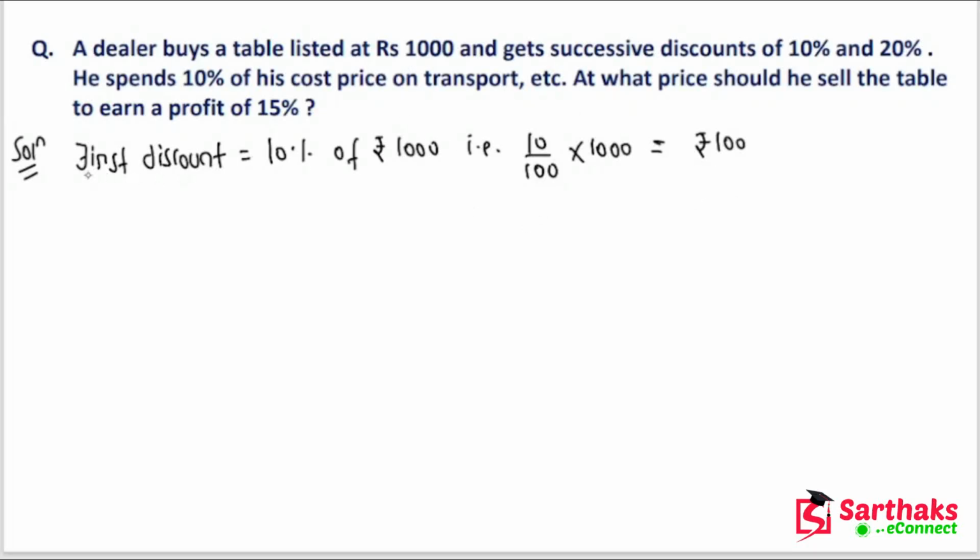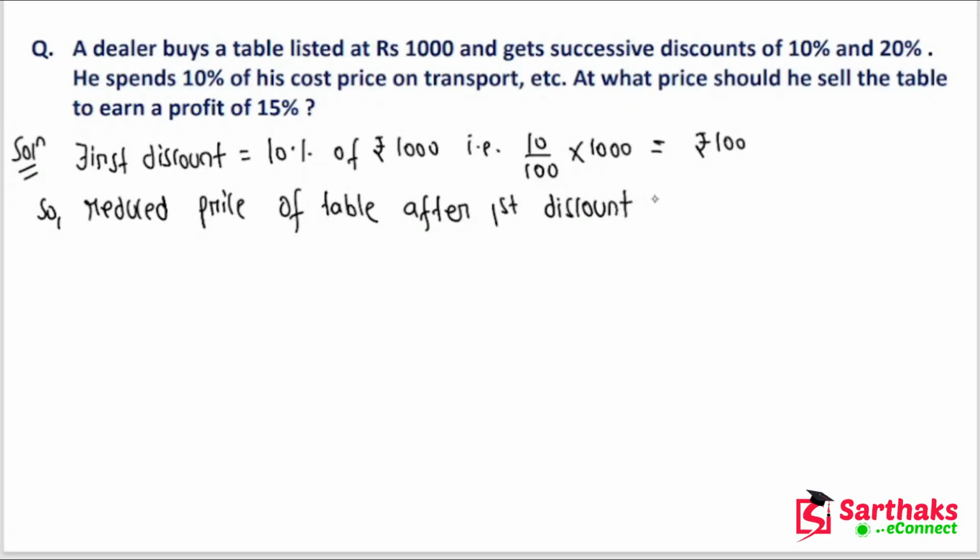Now what will be the reduced price of the table after the first discount? Because that reduced price will form the new marked price for the second discount. So the reduced price of the table after the first discount is ₹1,000 minus 100, which will be ₹900. Now this 900 would be the mark price for the second discount. Okay, these are successive discounts only. So we can calculate the second discount.